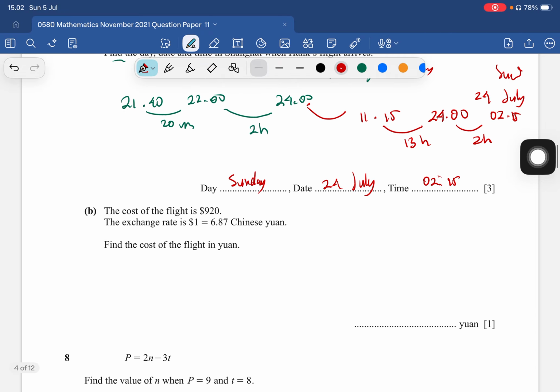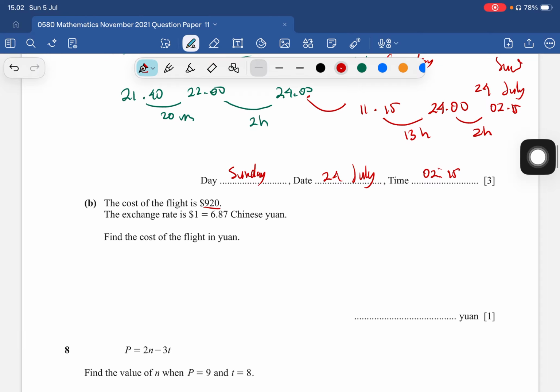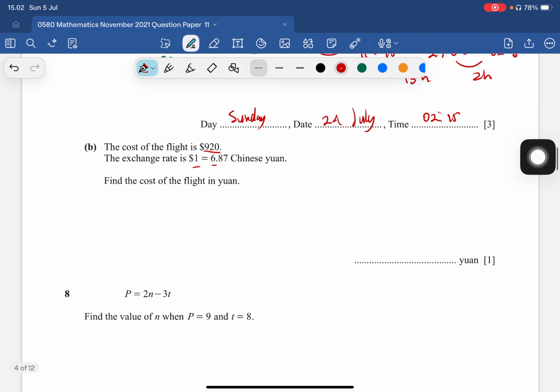B. The cost of the flight is $920. The exchange rate is $1 equal to 6.87 Chinese yuan. Find the cost of the flight in yuan. So we have 920, and we just multiply by 6.87. So we get 6,320.4 yuan.